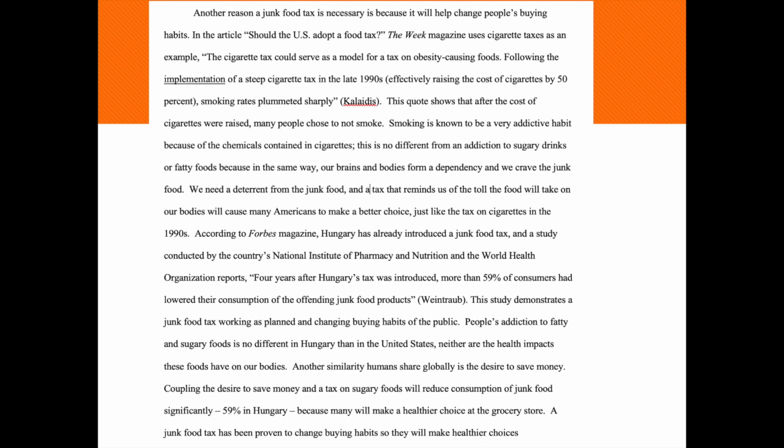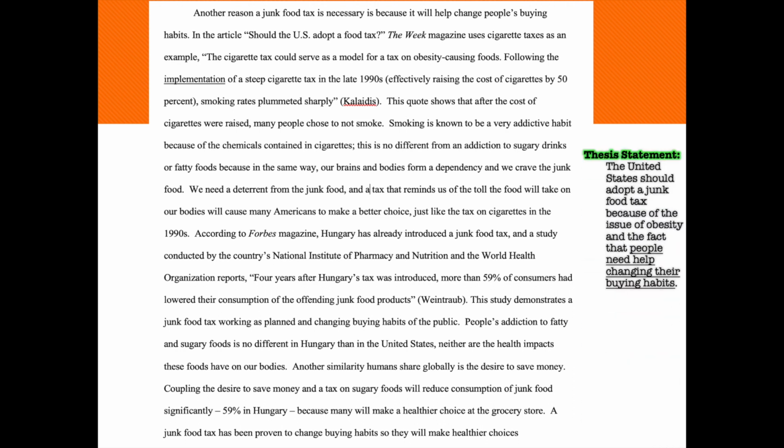Before we read this paragraph, I want to remind you of the thesis statement. I am going to pretend that this is body paragraph 2 in the same essay I've got going in the slide about junk food tax. In body paragraph 1, I talked about issue of obesity. Now imagine this is body paragraph 2, and I'm going to focus in on reason number 2, people need help changing their buying habits. So my topic sentence, another reason a junk food tax is necessary is because it will help change people's buying habits.